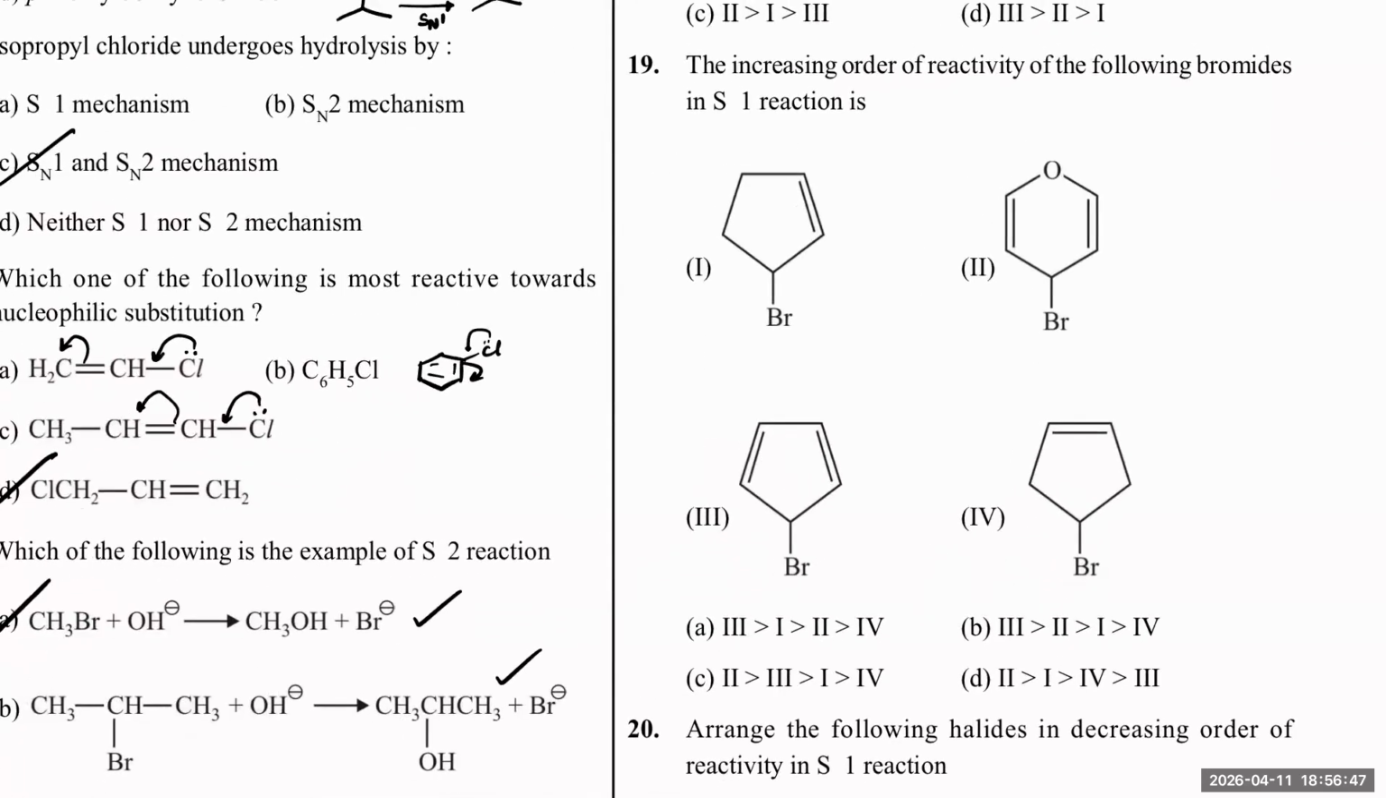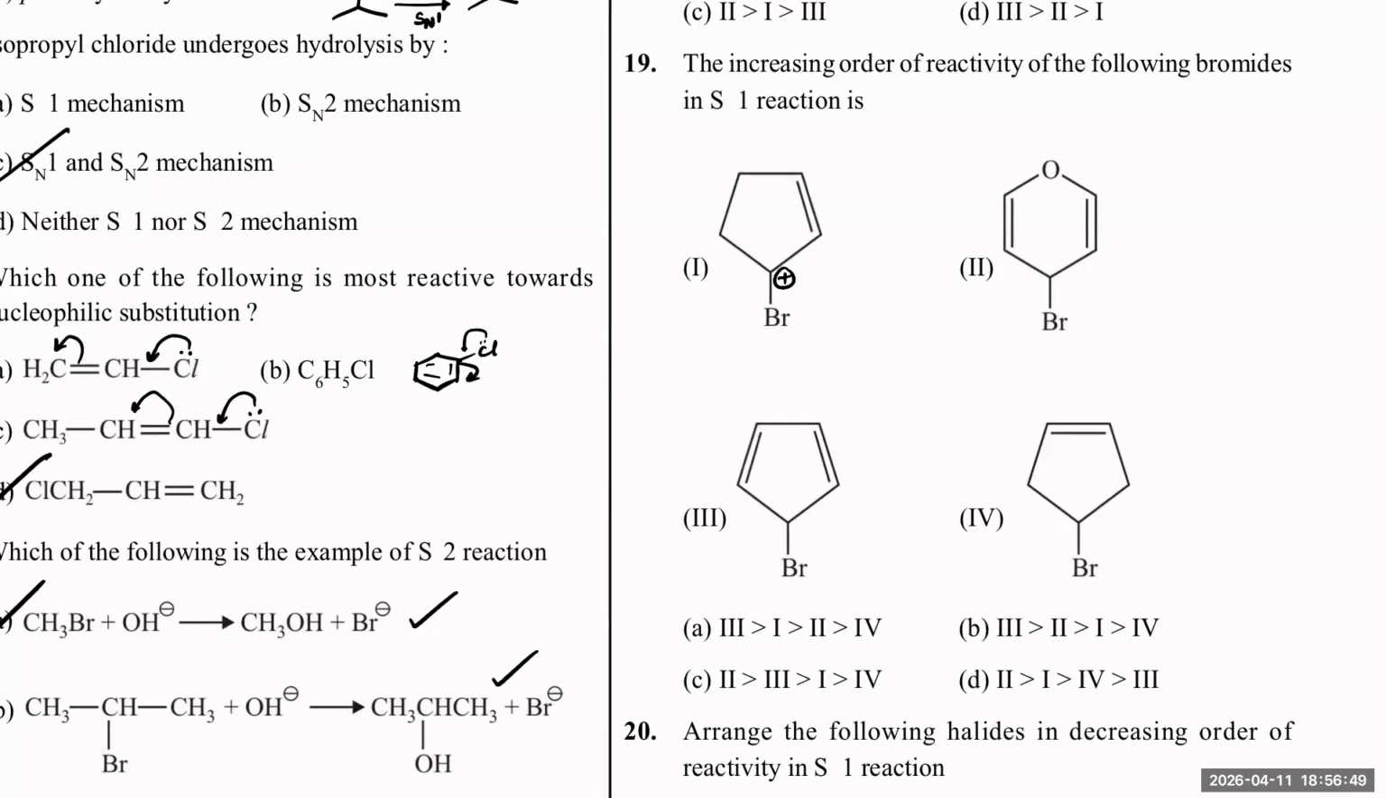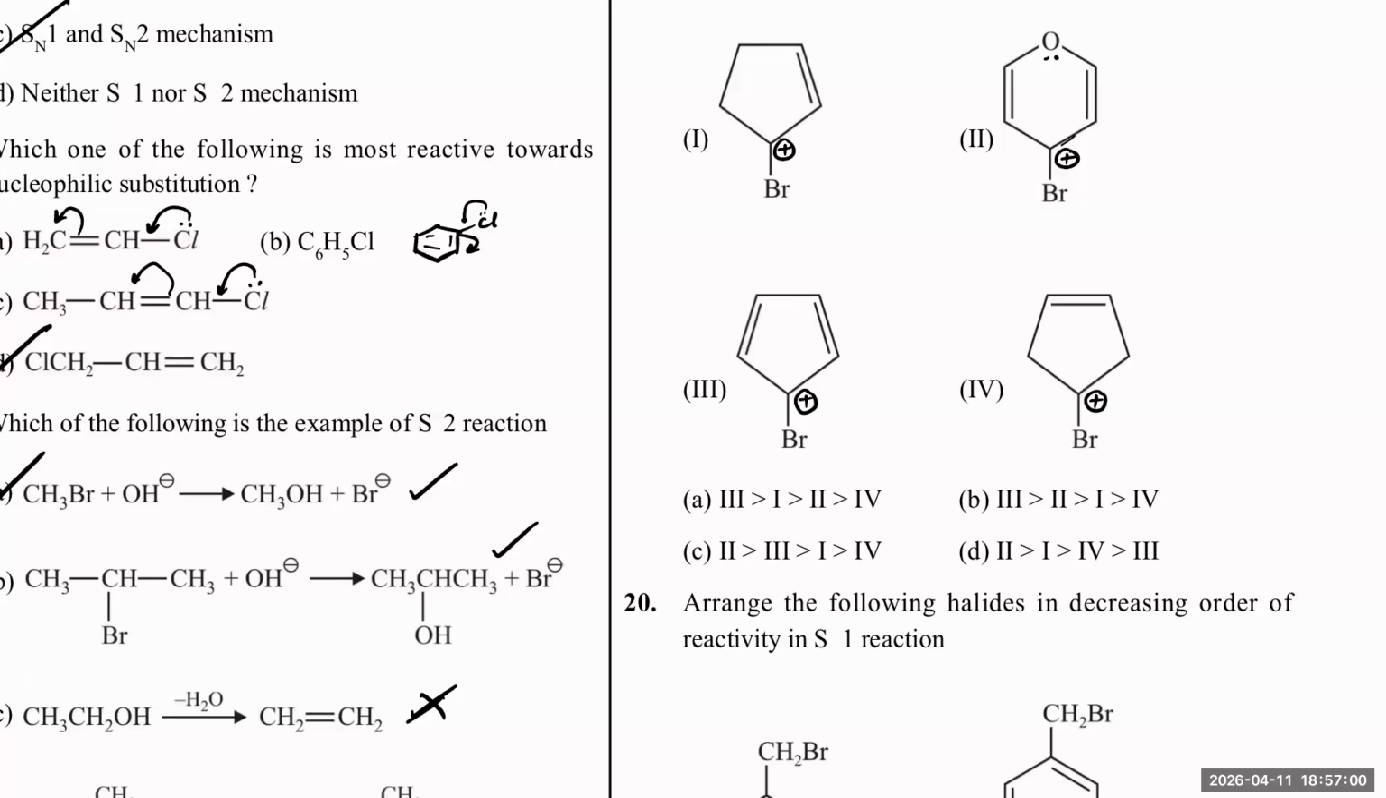19th one, more stable carbocation. Here it is allylic. Here it is aromatic. You can see this will be an aromatic ring. Here it is anti-aromatic. Here there is no resonance. So 2 is definitely better, and as compared to that, 1, then 4, and the last, the worst one, is 3. So 2, 1, 4, 3. Okay, this is the one.